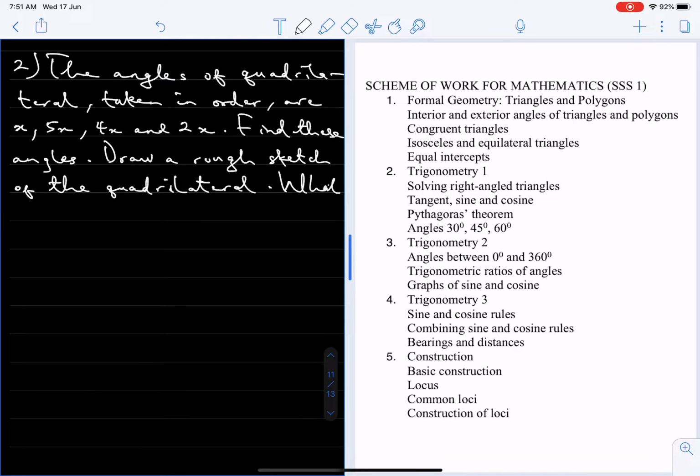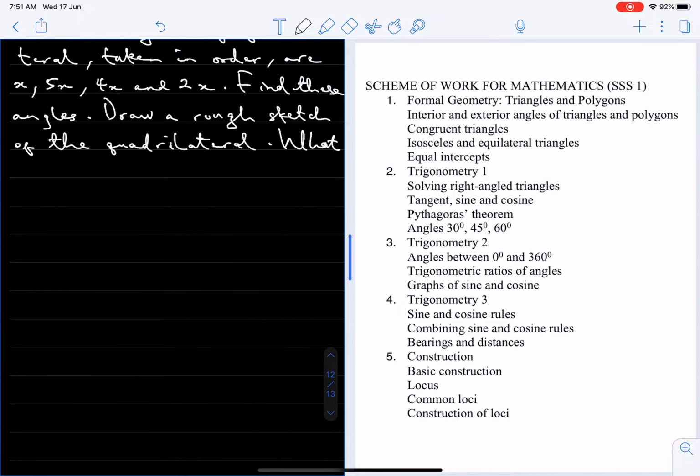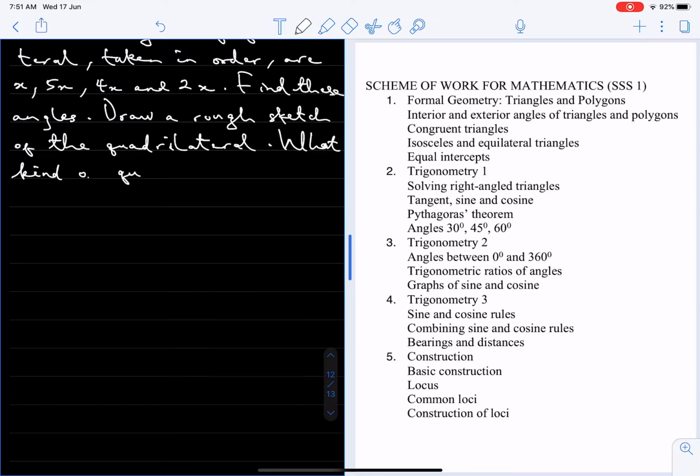That's another question. If you can sketch it, then you can tell what kind of quadrilateral it is. What kind of quadrilateral is it?